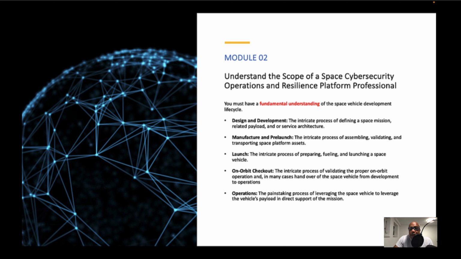Operations, the painstaking process of leveraging the space vehicle's payload in direct support of the mission. Decommissioning, the critical process of placing a space vehicle into a graveyard orbit or other asset disposition with a critical focus on human safety.